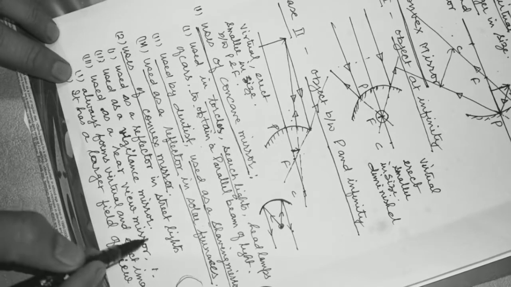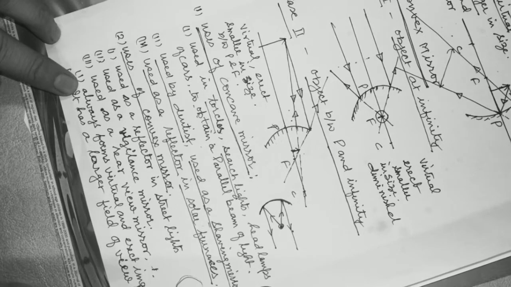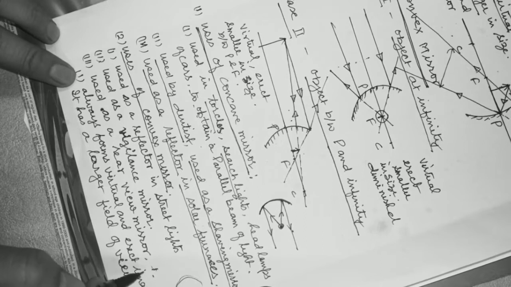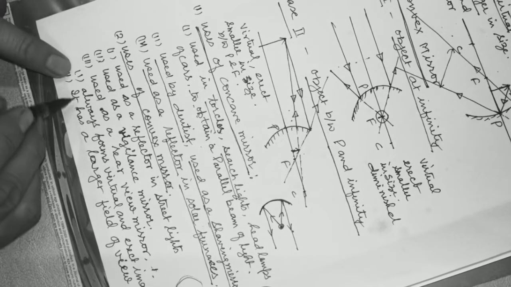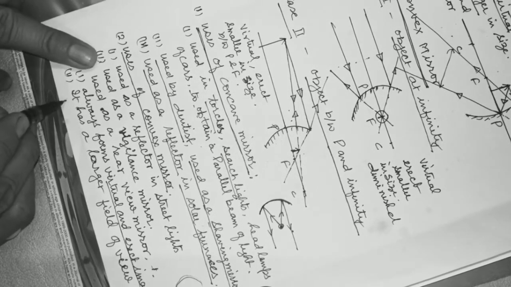So it is used as a vigilance mirror, and used as a rear view mirror in our cars, bikes. Why do we use it as a rear view mirror? We can use any other mirror, but we prefer to use only convex mirror as a rear view mirror because it always forms a virtual and erect image. Secondly, it has a larger field of view.